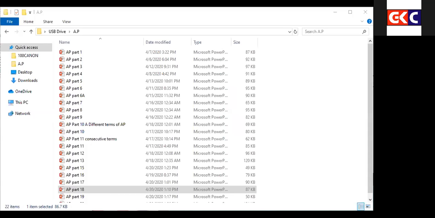Okay, so let's start with this particular sum over here. Yes, so now the sum is there on the screen. It reads: Kargil's temperature.